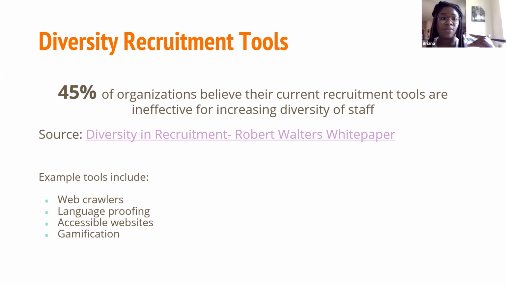I thought the language proofing tools were really cool because it's like a third party perspective that can review what language you are using. And the other one I thought was super cool, very technologically advanced, is this web crawler software that scans for candidates intentionally in networks outside of the ones that you currently have, so that you're introduced to candidates that you wouldn't otherwise be introduced to.